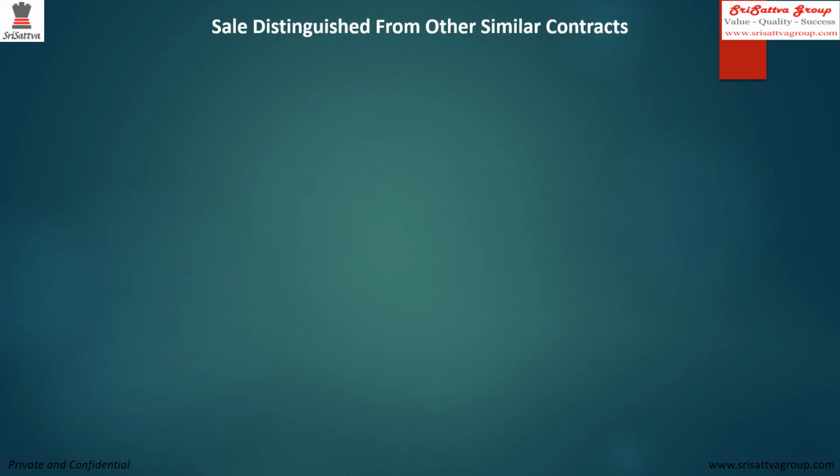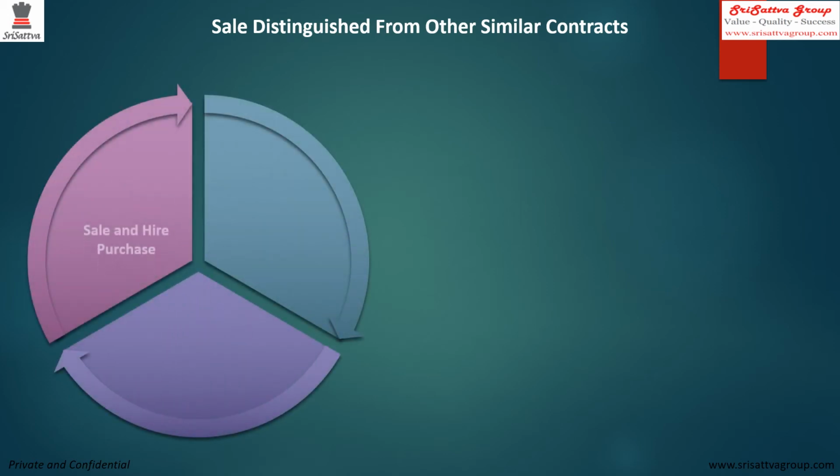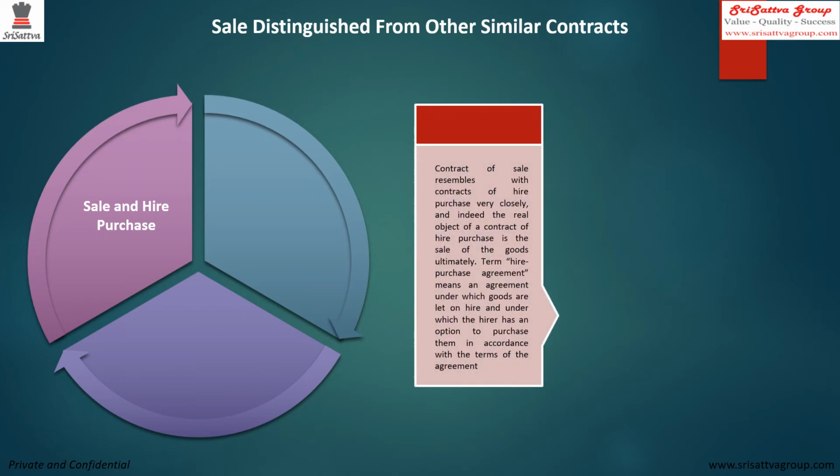Sale distinguished from other similar contracts. Sale and hire purchase. Contract of sale resembles contracts of hire purchase very closely, and indeed the real object of a contract of hire purchase is the sale of the goods ultimately. Term: hire purchase agreement means an agreement under which goods are let on hire and under which the hirer has an option to purchase them in accordance with the terms of the agreement.